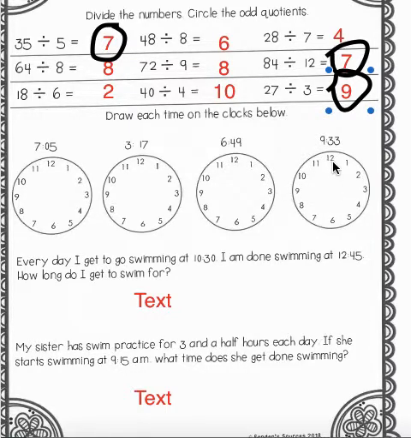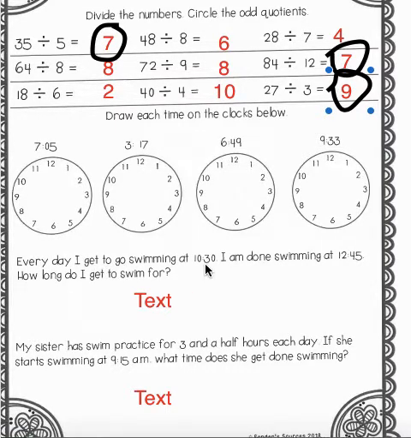And 33, so let's count by 5s: 5, 10, 15, 20, 25, 30, 35. So your larger hand will be between the 30 and the 35, so it'll be right in the middle there, between your 6 and your 7. So your smaller hand will be between your 9 and your 10, and your larger hand will be between your 6 and your 7. All right, let's look at these time word problems here.